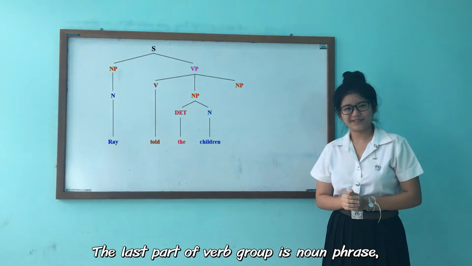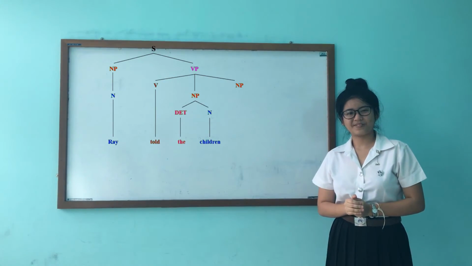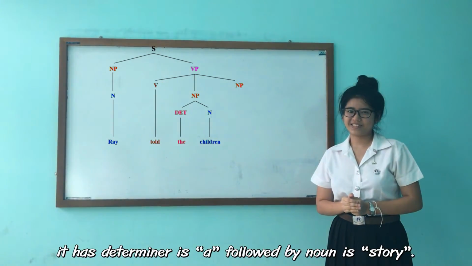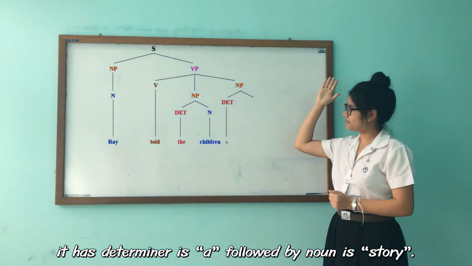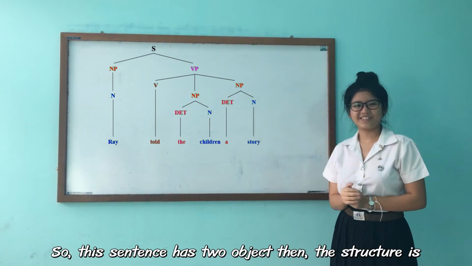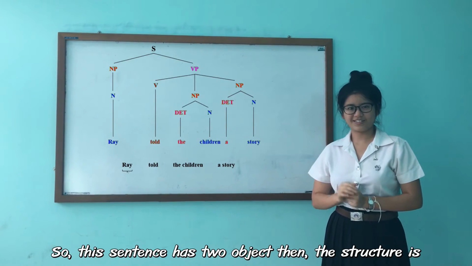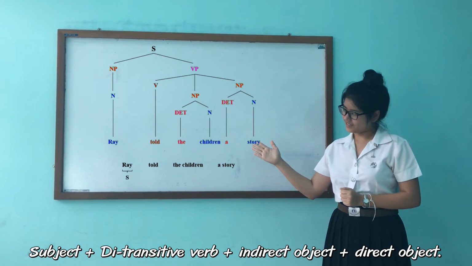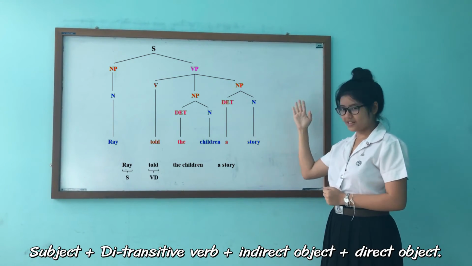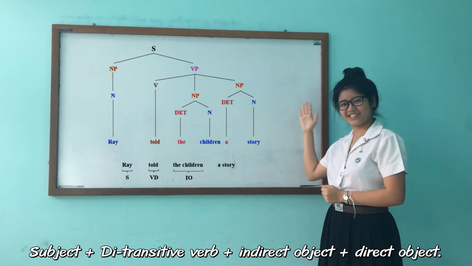The last part of the verb group is a noun phrase. Its head determiner is a, followed by the noun story. So this sentence has two objects, then the structure is subject plus transitive verb plus indirect object plus direct object.